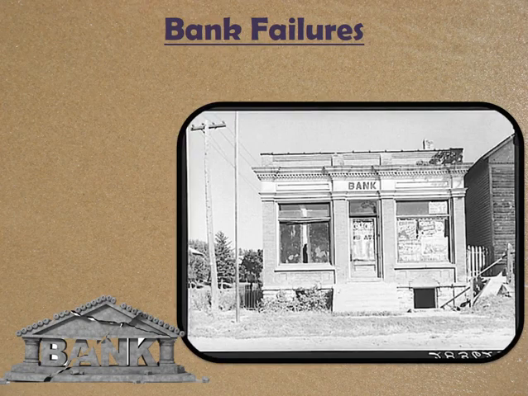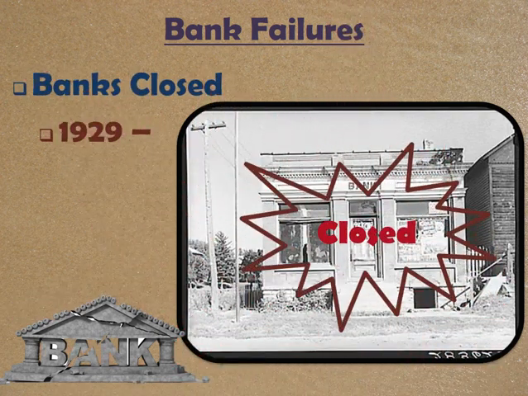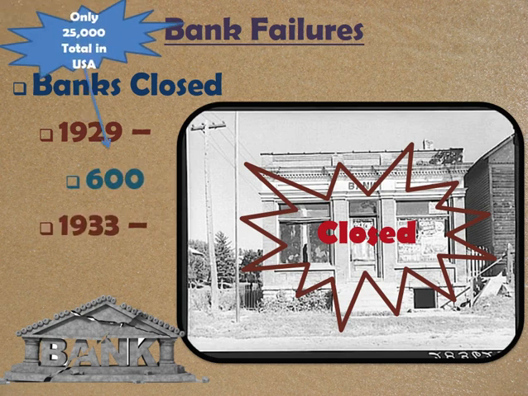So that's how a bank run works. One of the things that we see during the 1920s is that a lot of banks will fail. Yes, in 1929, it was closing time. In fact, over 600 banks failed. Now, 600 doesn't sound like a huge number, but given that there were only about 25,000 total banks in the United States, 600 failing is a big deal.